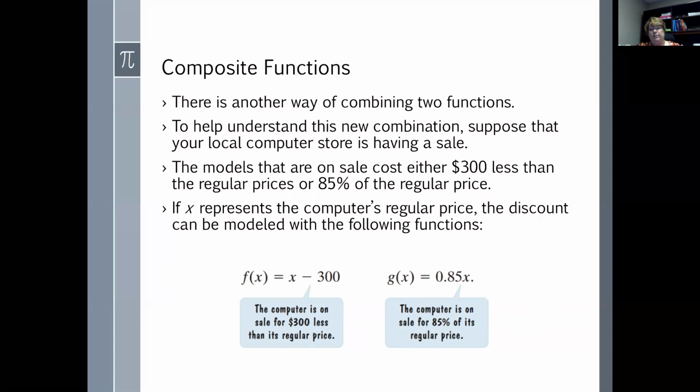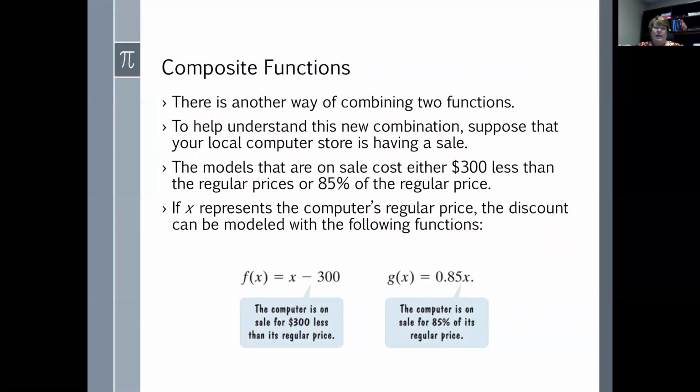So let's write the 2 functions that represent these 2 sales. The first function we're going to call f of x, and that function is the original price of the computer minus 300. So the input x is the original cost of the computer, and the function f of x represents the sale price.